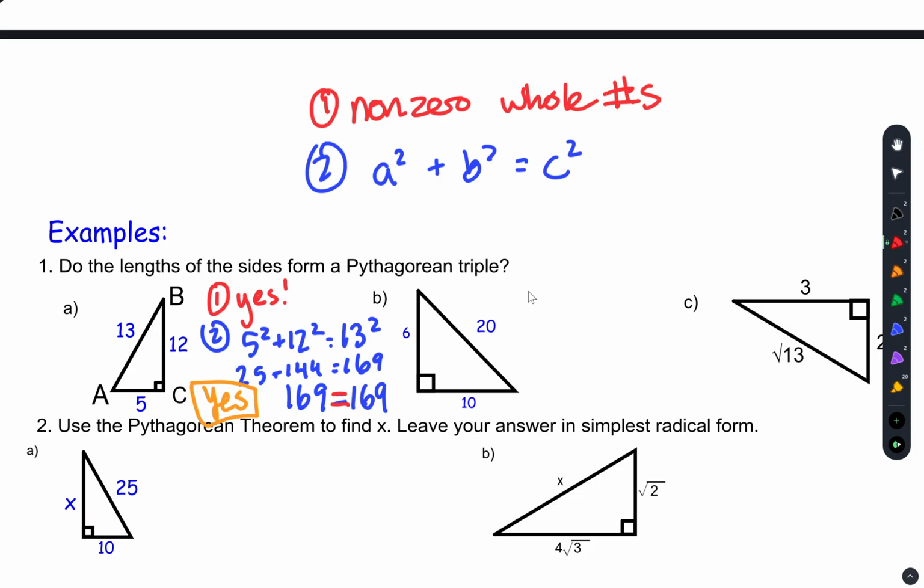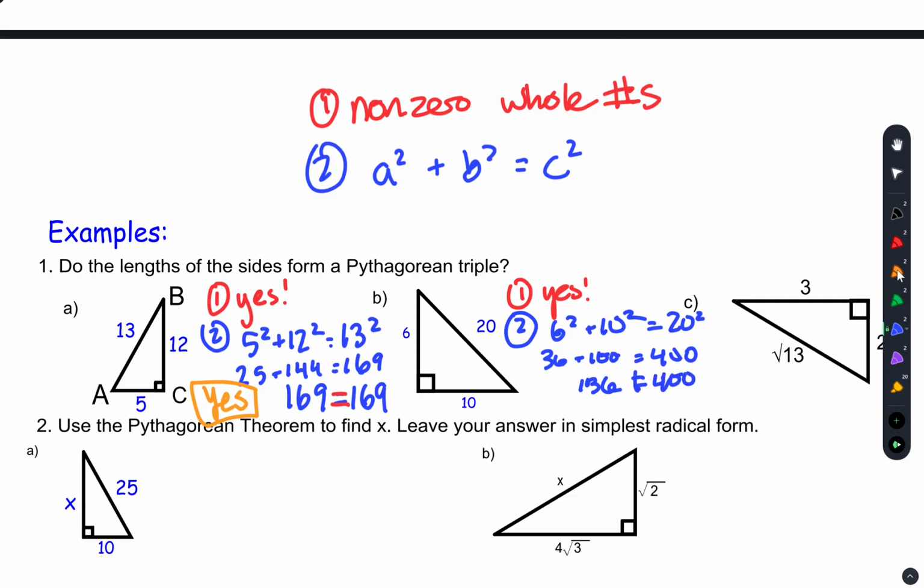Same thing in letter B. The first thing we're going to check is if we have whole non-zero numbers, which yes, we do. And then we're going to check those in the Pythagorean theorem. 6 squared plus 10 squared equals 20 squared. This is 36 plus 100 equals 400. And we know that 136 is not equal to 400. So this would not be an example of a Pythagorean triple or a right triangle.